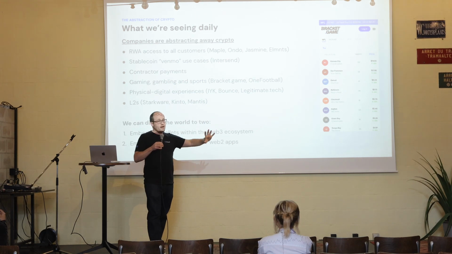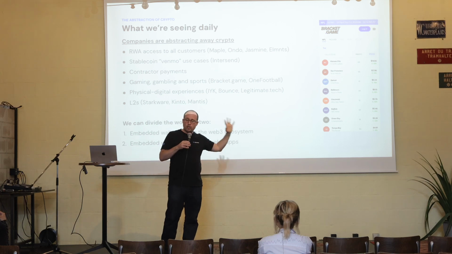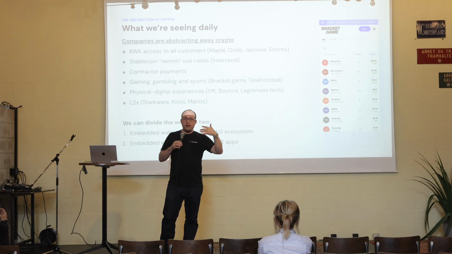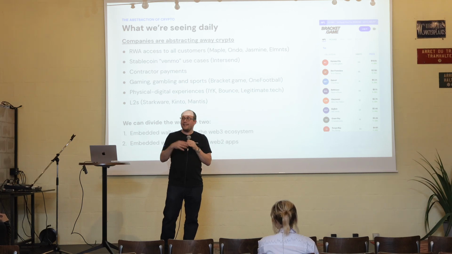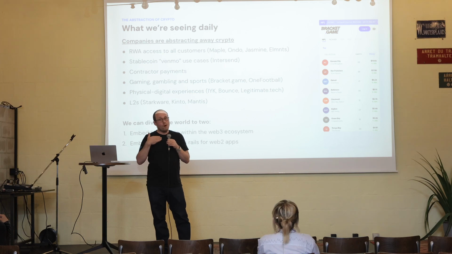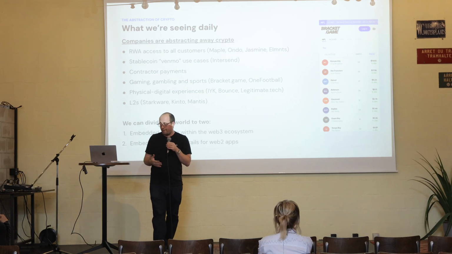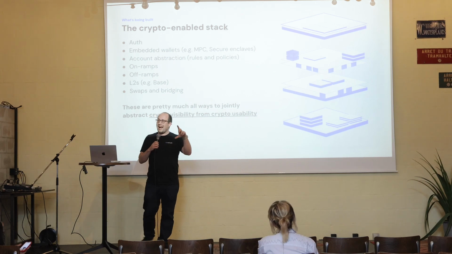And so we can divide the world into these two types of products, right? Very crypto-native products like a Magic Eden or a Uniswap or any one of those, where you see crypto and crypto is front and center. And then these types of products which are trying to abstract away crypto and give a Web 2 experience while leveraging the benefits.